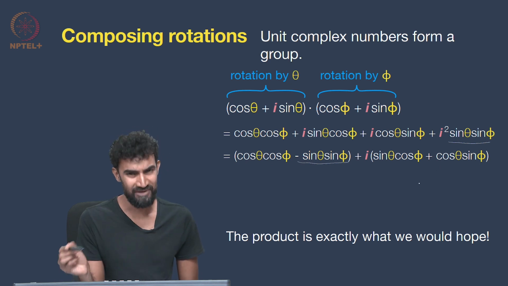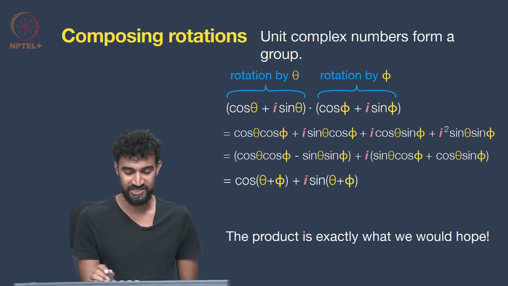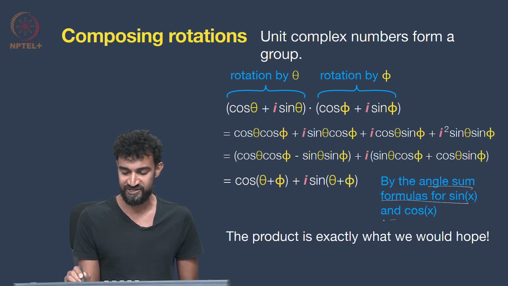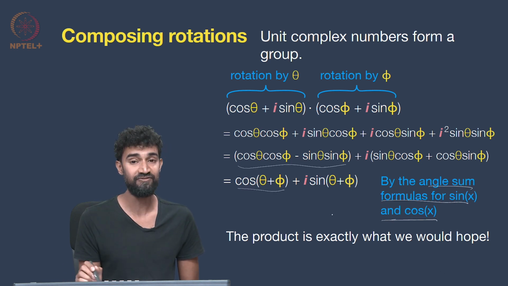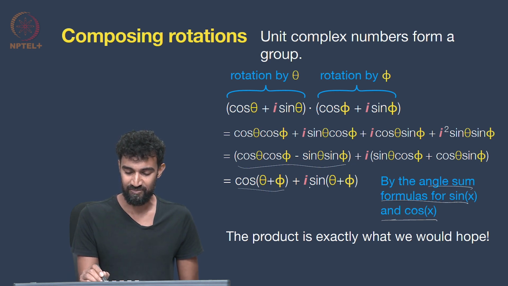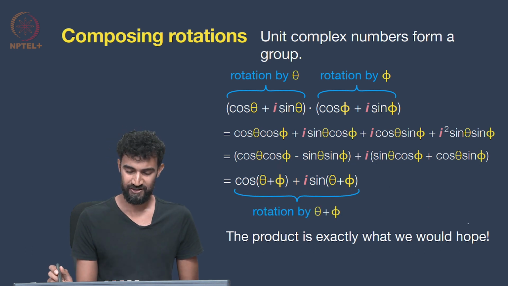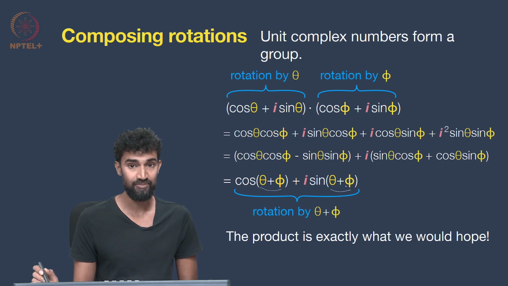Now, just like in the case of the matrices, we can use the angle sum formulas for sine and cosine. This real part here is actually just cosine of theta plus phi by the angle sum formula for cosine. This imaginary part here is really just sine of theta plus phi by the angle sum formula for sine. So this is exactly what we would hope. It's rotation by theta plus phi. It's the unit complex number corresponding to rotation by theta plus phi.